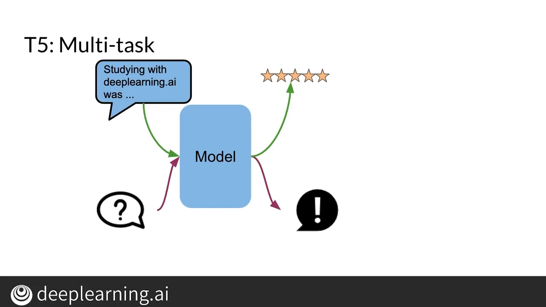But the question here is, how do you make sure that the model knows which task it's performing in? Because you can feed in a review over here. And how do you know that it's not going to return an answer instead? How do you know it's going to return a rating? Or if you feed in a question, how do you know it's not going to return some numerical output or some text version of a numerical output? So let's see how to do this.